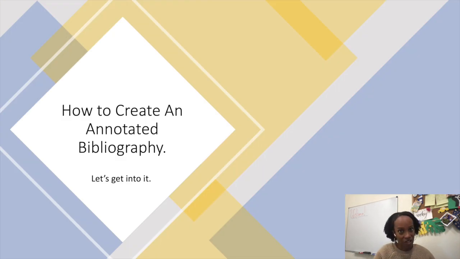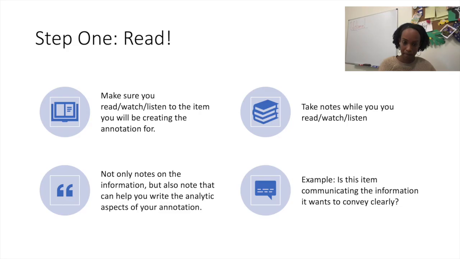Now, let's get into it. How do you create an annotated bibliography, specifically APA? Step one, you got to read the information. You got to read the article, you got to read the book, you got to read the website. You got to read it. You got to ingest the information. You want to make sure that you listen to it. You really get into it, right? You can't give an assessment of information unless you actually read it.